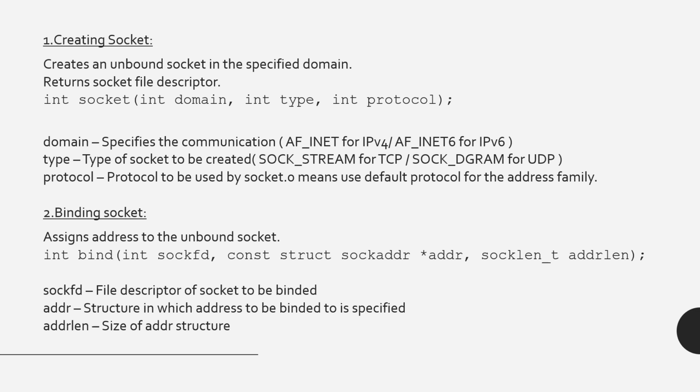Firstly, creating a socket. It creates an unbound socket in the specified domain and returns a socket file descriptor. The syntax is given below and the arguments are domain, type, protocol. Domain specifies the communication domain of the socket to be created. Type is the type of socket, and protocol is the protocol to be used by the socket. 0 means use the default protocol for the address family. Next, binding a socket assigns an address to the unbound socket. The arguments are sockfd, the file descriptor of the socket to be bound, addr, the structure in which the address to be bound to is specified, and address length, the size of the address structure.